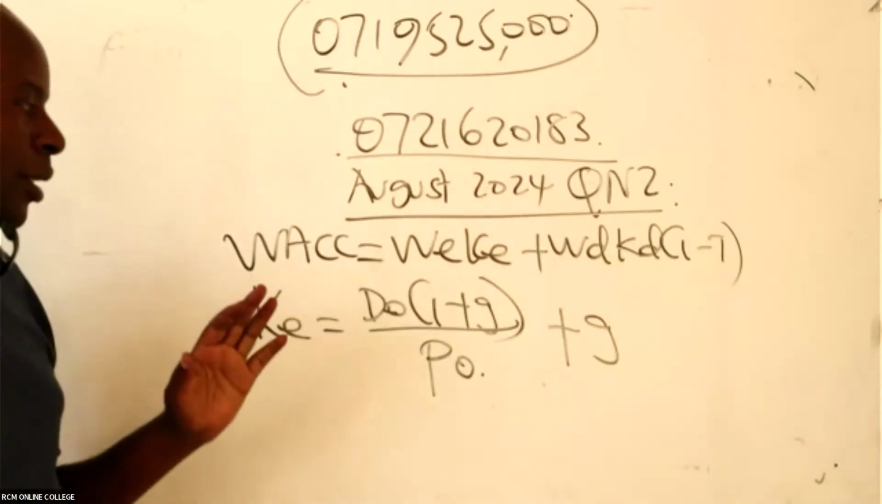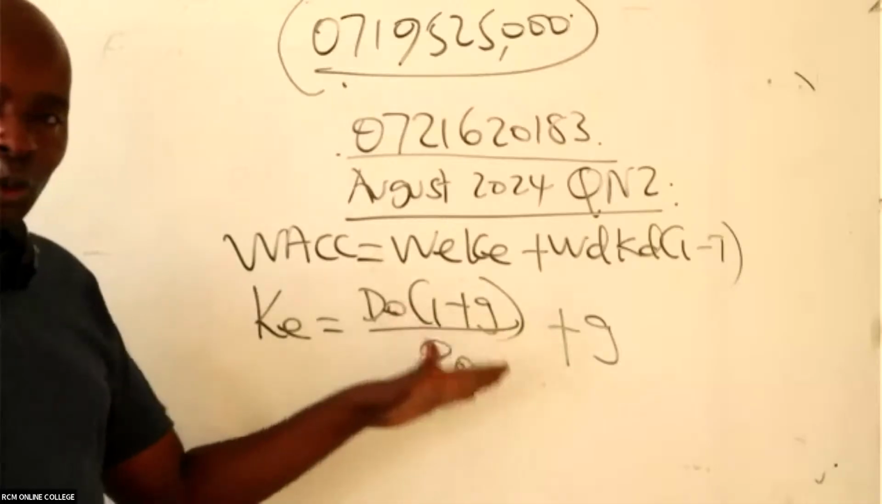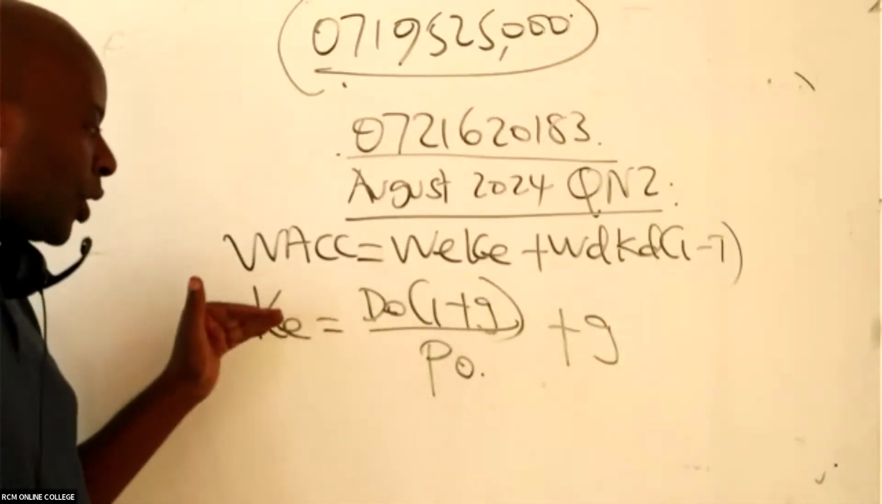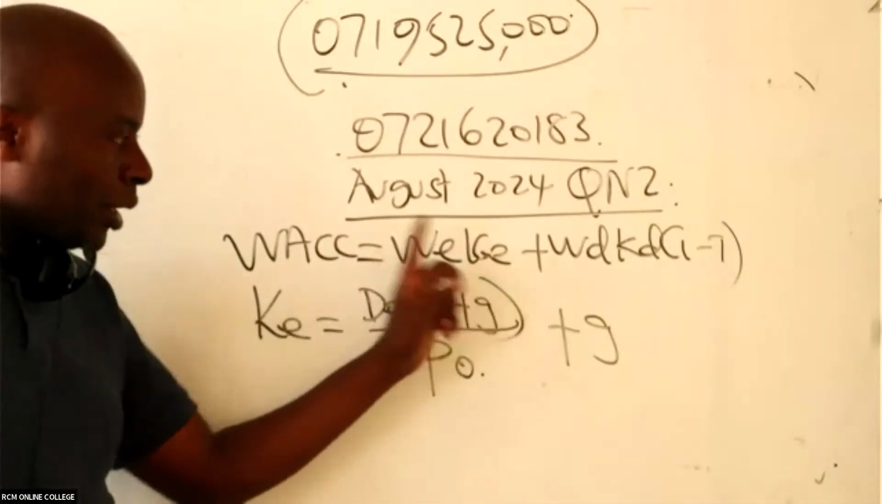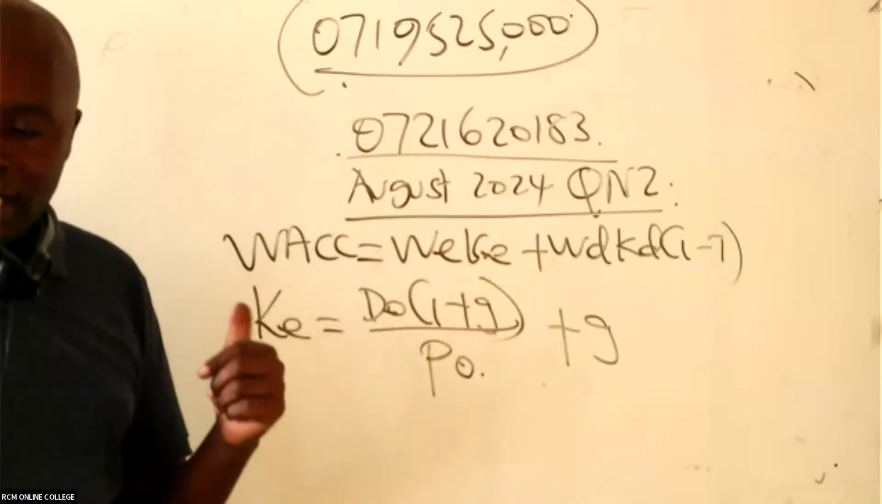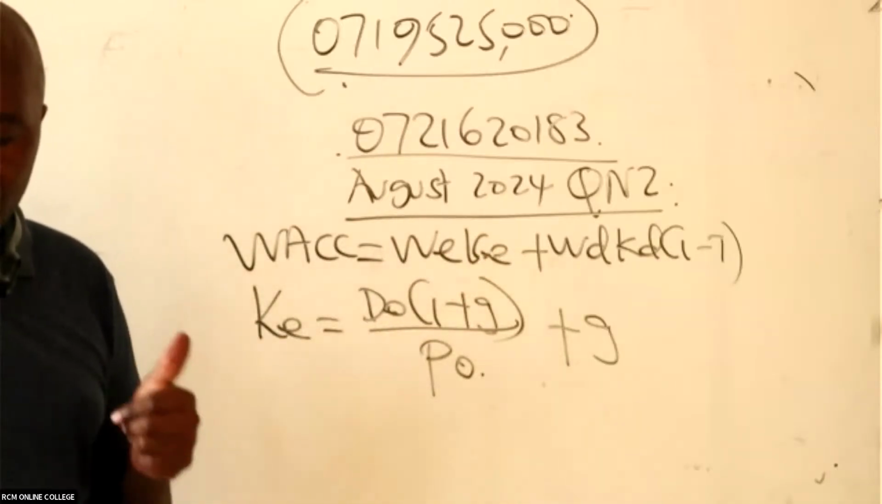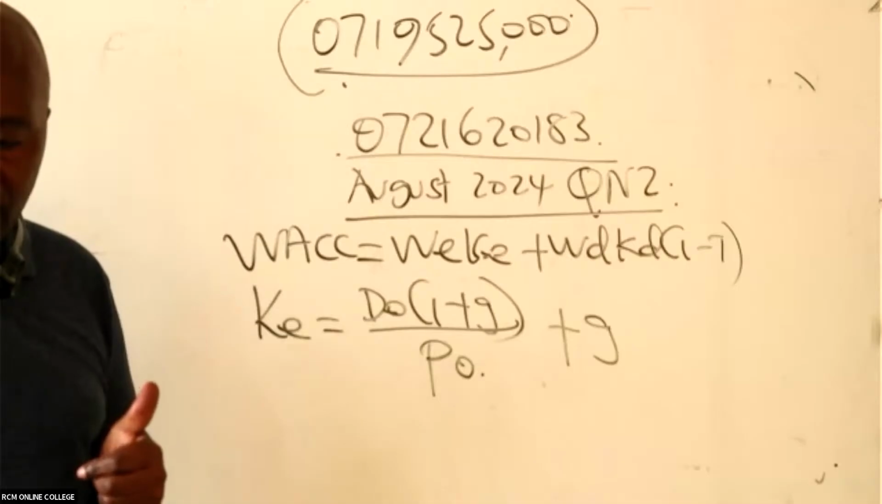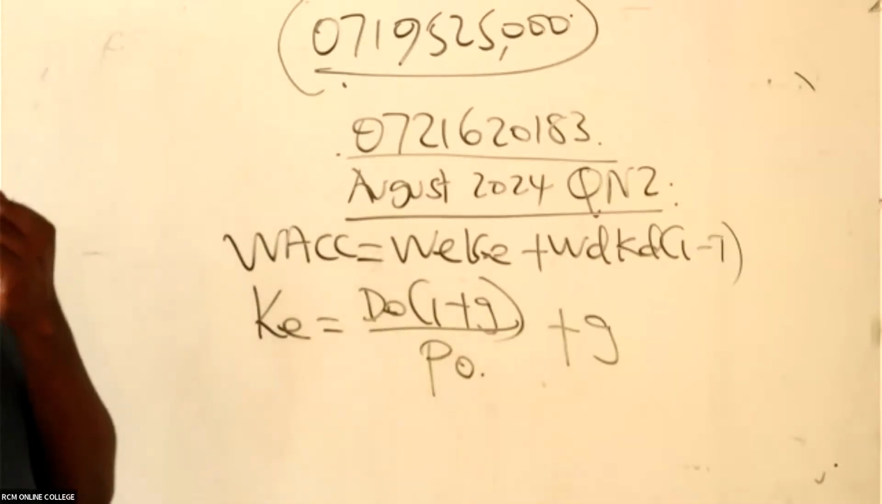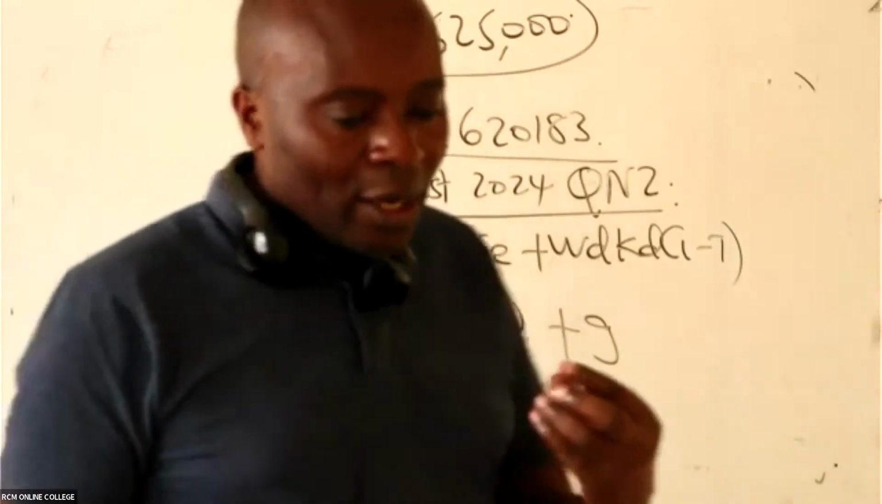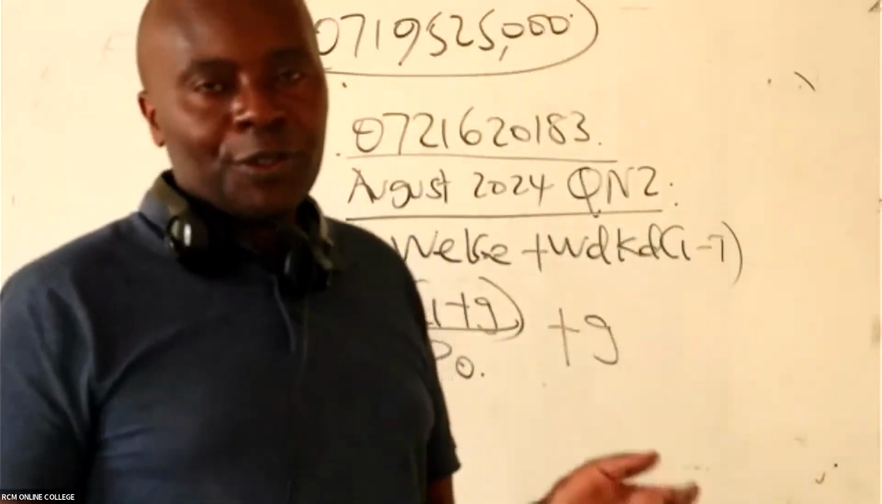Growth. Don't forget that here we have two growth rates, and we are starting with cost of equity. To be able to tackle this, we need this cost of equity. When I look at this question, this was really a low-hanging fruit for all the students.